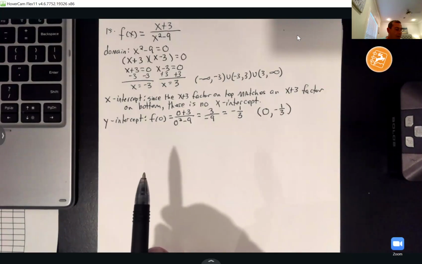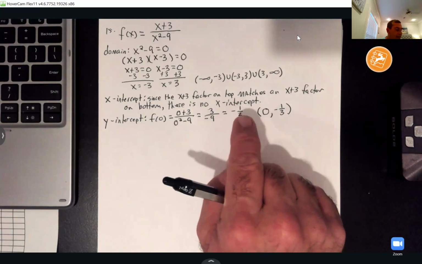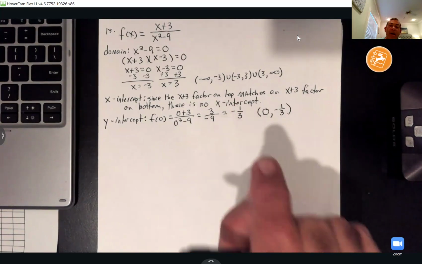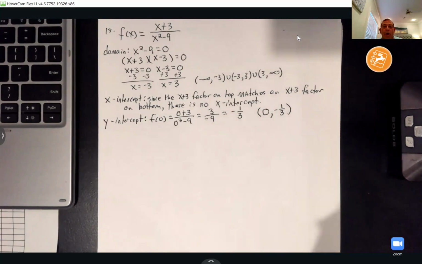All right, so on that one, they'll have an answer that says there is no x-intercept, but the y-intercept is what? And then you put that in there, okay? All righty, let me see what's next.